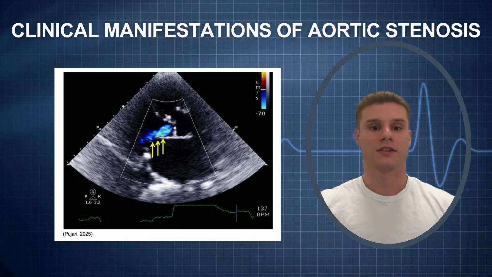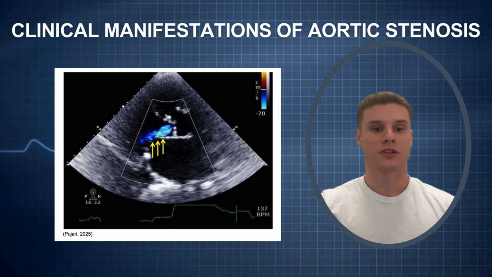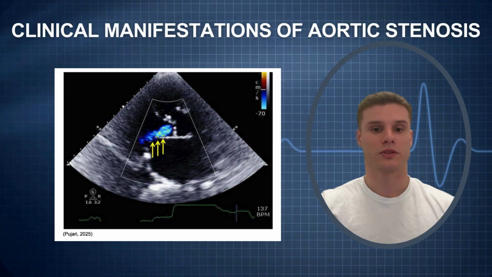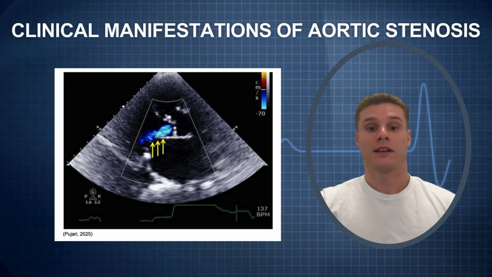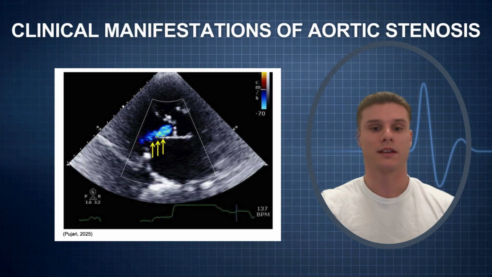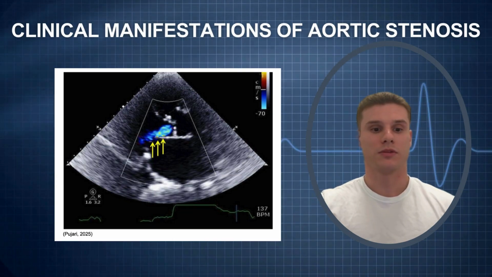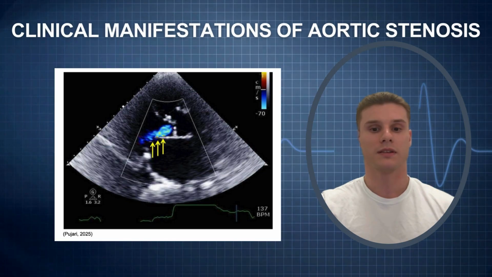Clinical manifestations of aortic stenosis. Aortic stenosis is a condition characterized by the narrowing of the aortic valve, which leads to the obstruction of blood flow from the left ventricle to the aorta. This obstruction often develops gradually, allowing patients to remain asymptomatic for 10 to 20 years. When symptoms do manifest, they commonly include exertional shortness of breath and fatigue.